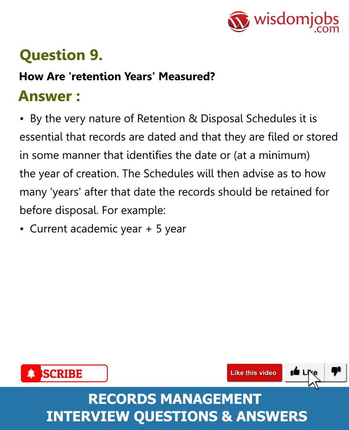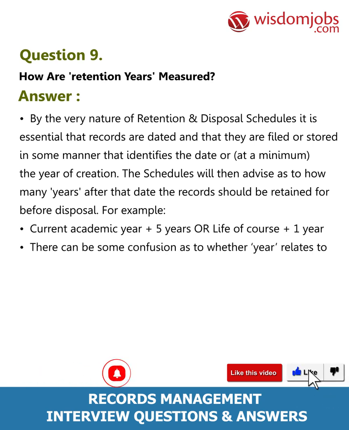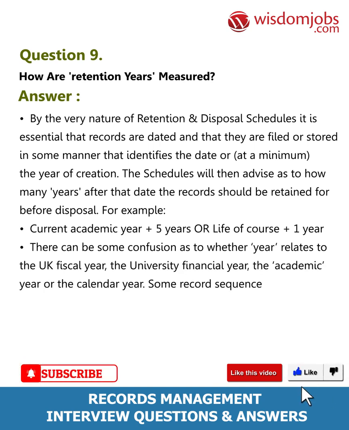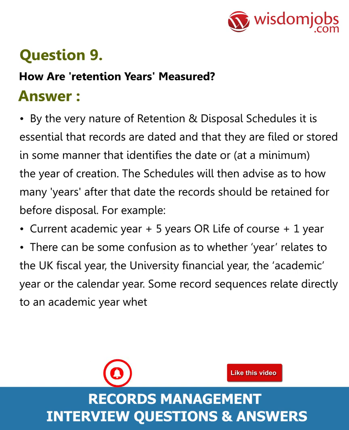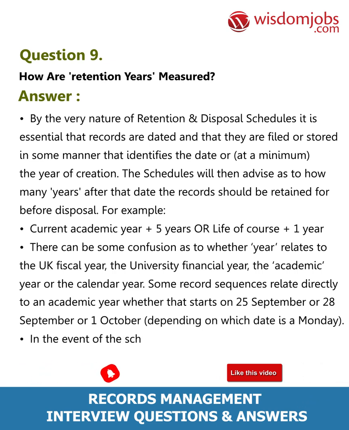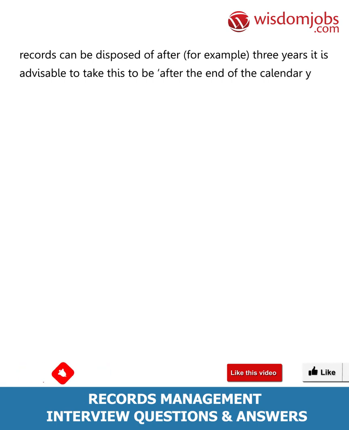There can be some confusion as to whether year relates to the UK fiscal year, the university financial year, the academic year, or the calendar year. Some record sequences relate directly to an academic year, whether that starts on the 25th of September or the 28th of September or the 1st of October, depending on which date is a Monday. In the event of the schedule stating that the academic year records can be disposed of after, for example, 3 years, it is advisable to take this to be after the end of the calendar year, 3 years after the end of the academic year.